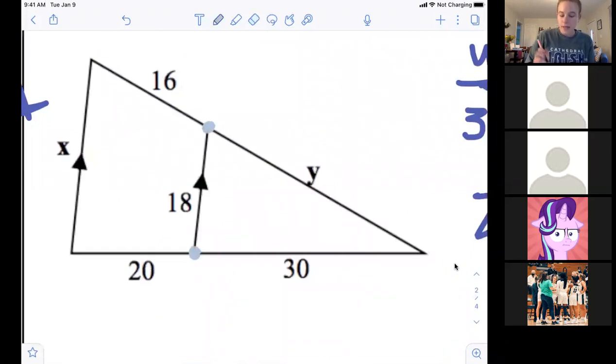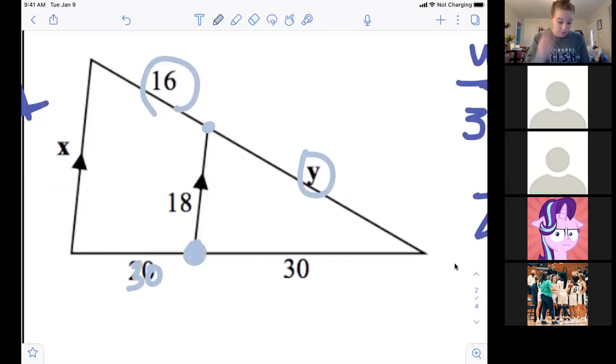Good question, Gwenna. So Maddie's question was asking, could we treat this as a mid-segment? And I said no, because this is not a midpoint. This point right here is not a midpoint because these segments are not congruent. If they were both 20 and 20 or 30 and 30, then I would say go right ahead. 18 times 2 should give you that number, and then these two numbers should also be the same too. And if that's true, we can go ahead and use that. But since I saw that one was 20 and one was 30, I know that it doesn't work that way.